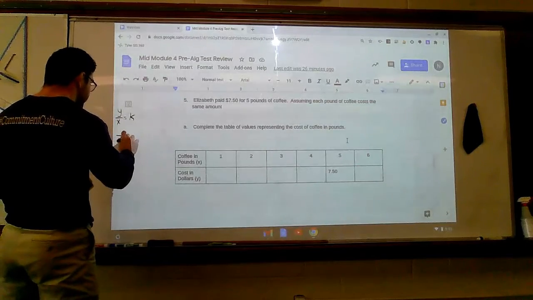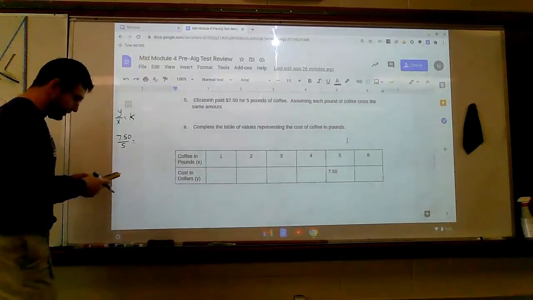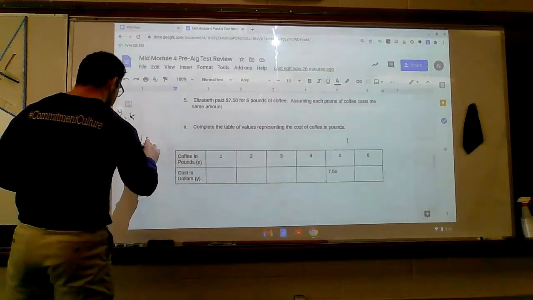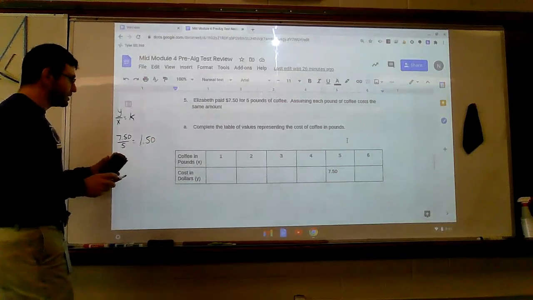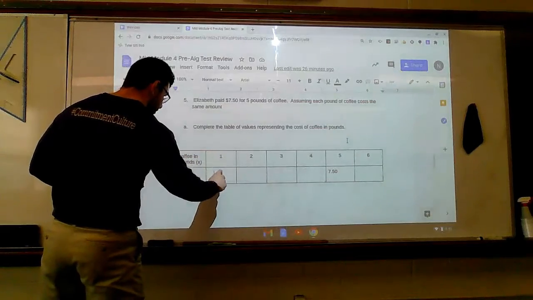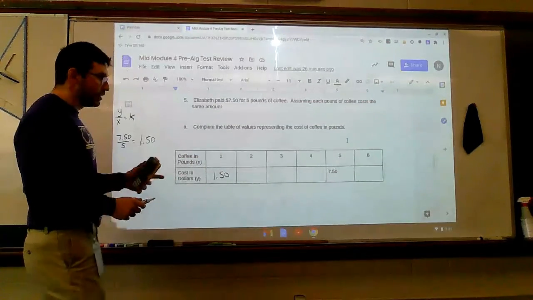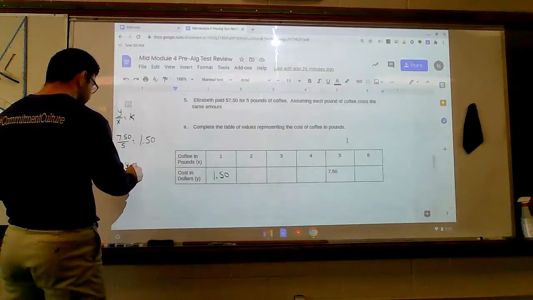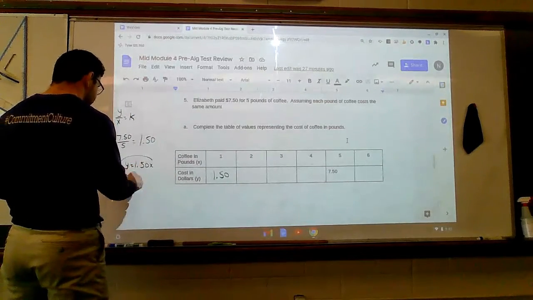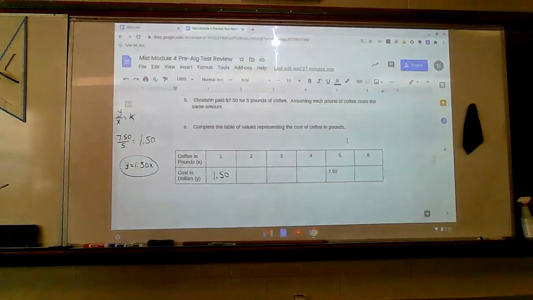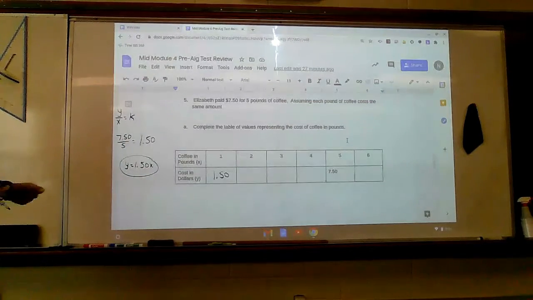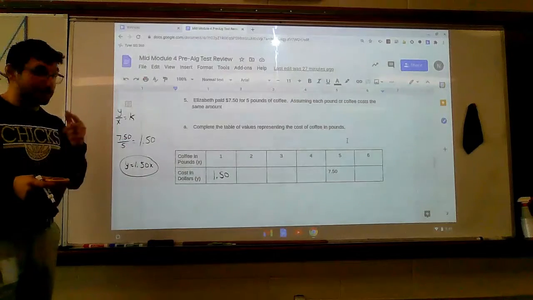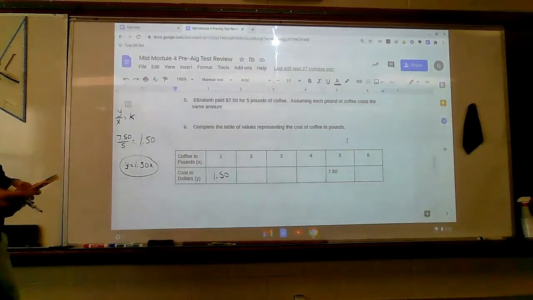So if I do 7.50 divided by 5, I get a constant of $1.50. That means 1 pound costs $1.50. Well, how am I going to do everything else? Well, now I can say y equals 1.50x, because the only thing that we need is that constant. My kiddos, I taught you that very first day that it was y equals mx, because constants, if you remember from lesson 15, is a slope.